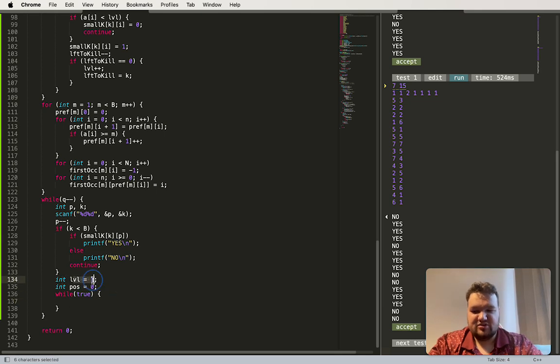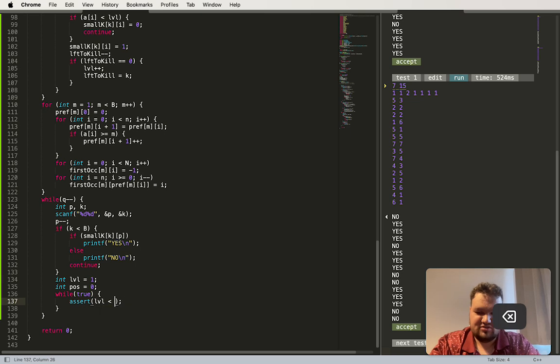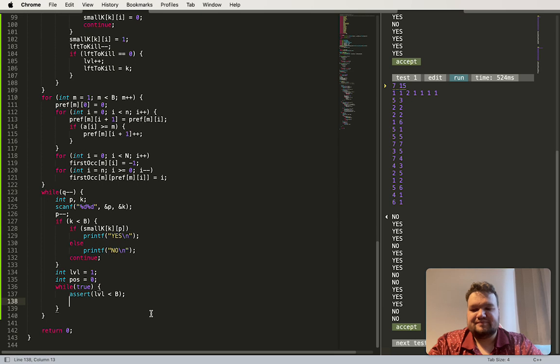So how to do that? Okay, we know our level. We can assert that our level is smaller than B. That should be true. And well, this will be a valid solution even for a small k if our level will stay smaller than B. So the problem with small k is that level can become big. But technically this would still work, assuming that this assert still holds true.